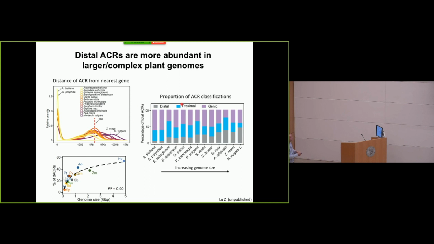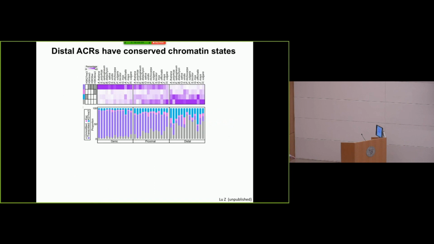And you can see that based on this classification system we use. Do they overlap the gene? Are they proximal to the gene? Or are they distal? You can see that, again, with increasing genome size, they just move further and further away from the gene. And we can all speculate later about how that happens, but we can talk about it if there's interest.